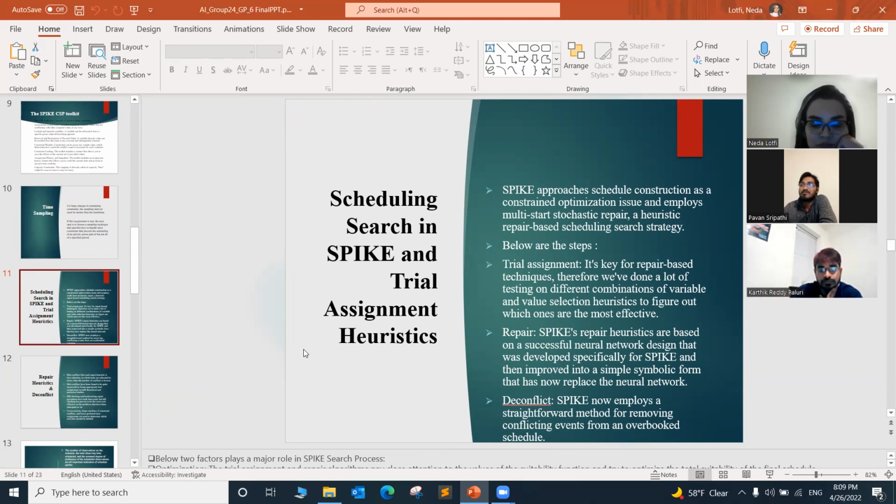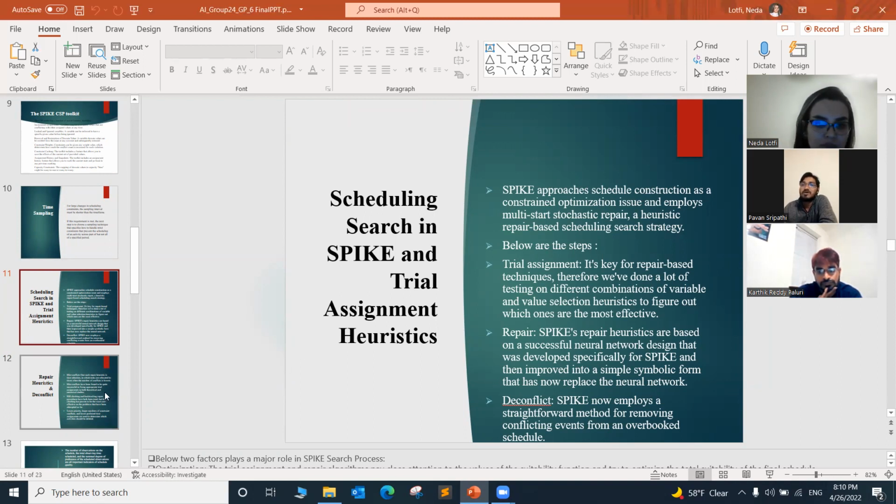When it comes to trial assignment, it is a key for the repair-based technique. Therefore, we have done a lot of testing on different combinations of variable and value selection to figure out which ones are the most efficient. Whereas the repair heuristics are based on a successful neural network that was developed specifically for Spike and improved into a simple symbolic form that has no replacement for the neural network. Deconflict employs a strategic forward method for removing conflicting events from an overbooked schedule.